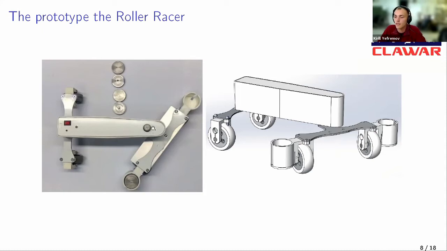This is the top of the roller racer. It's a reflective marker. We use the reflective marker to track this kind of robot. We use a Vicon system for motion capture, and this marker is placed on point P.